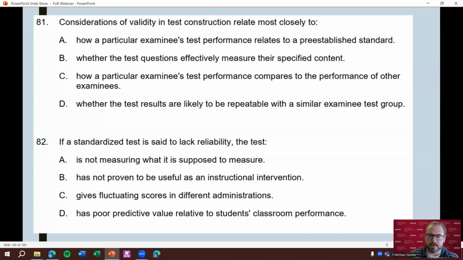B has not proven to be a useful instructional intervention. That's not necessarily reliability. That has to do with evaluating whether it's an evidence-based practice, right? That's probably it lacks evidence for practice. And D has poor predictive value. That is kind of a piece that can go into validity as well, but it is certainly not related to reliability. Okay, I think that's all I have for Objective 8.